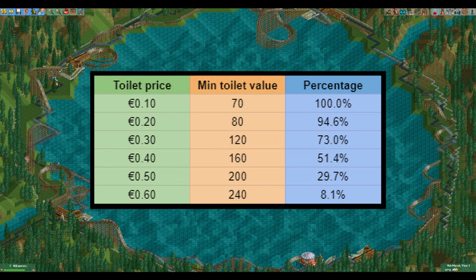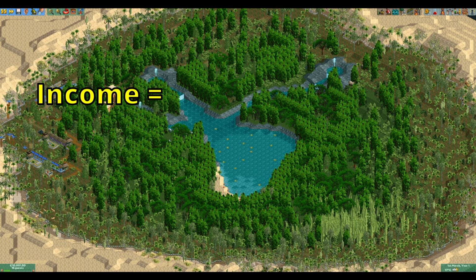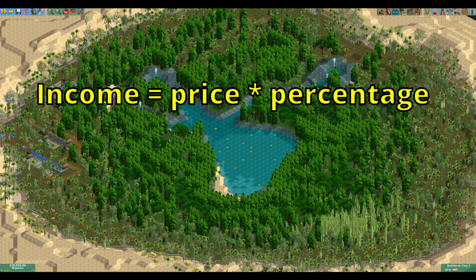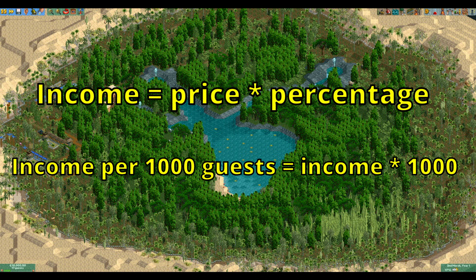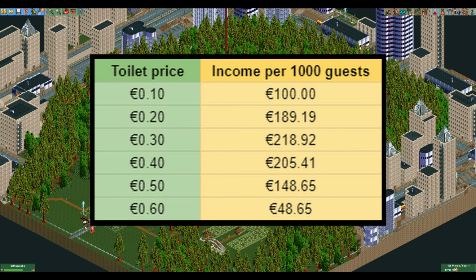The question now becomes, at which price do you make the most money? To determine this, we simply multiply the price with the percentage of guests that are willing to pay it. To get some numbers that are easier to work with, I will multiply this by 1000 so that we can get the money made per 1000 guests. Here are the results. If you charge 10 cents, everyone will pay, so you make €100 for every 1000 guests.